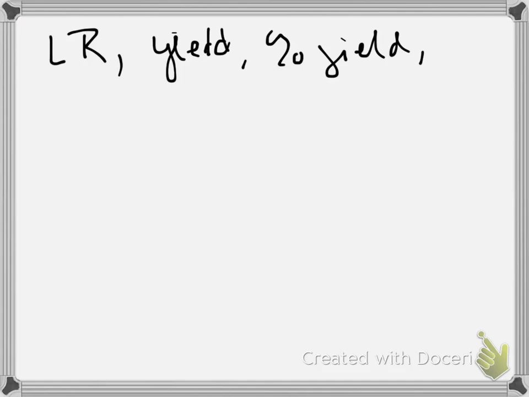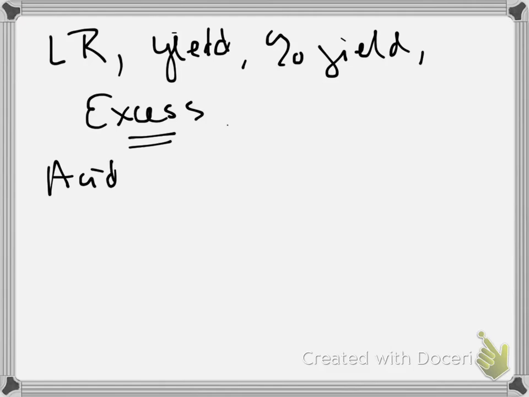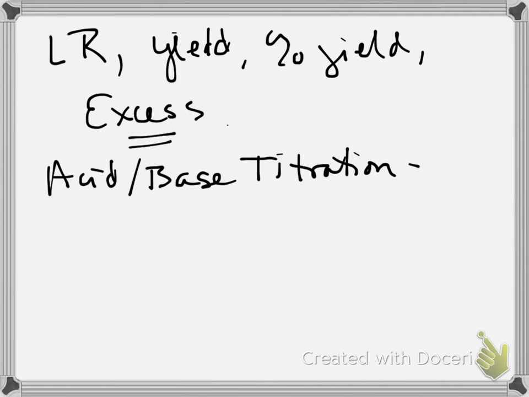We're going to do, I think, some problems on limiting reactant, yield, percent yield, and excess reactant, and it's usually the excess that throws kids off. We are going to be doing an acid-base titration. Okay, wouldn't hurt to look up some of those things.